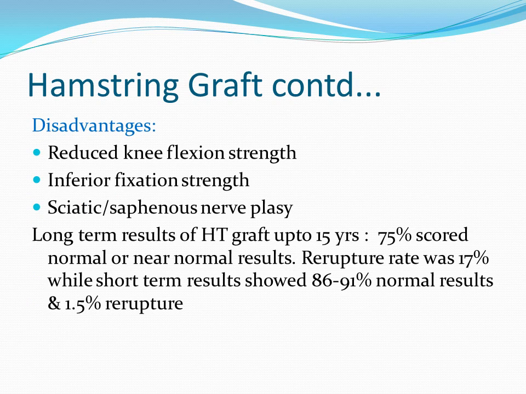Disadvantages of hamstring grafts are reduced knee flexion strength, inferior fixation strength, and sciatic and saphenous nerve palsy, which is quite rare. And here the long-term result of hamstring tendon graft up to 15 years showed 75% scored normal or near normal result. Re-rupture rate was 17%, while short-term results showed 86 to 91% normal result, and only 1.5% had a re-rupture.